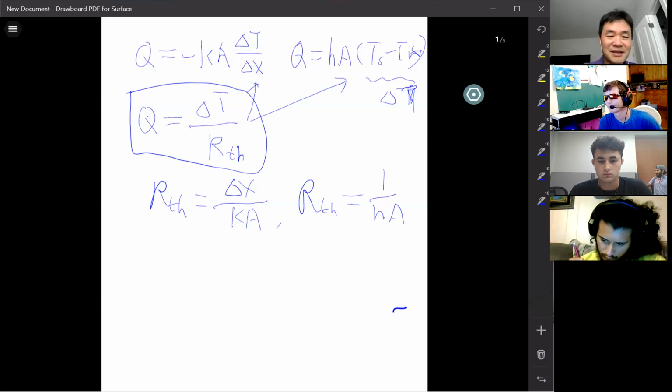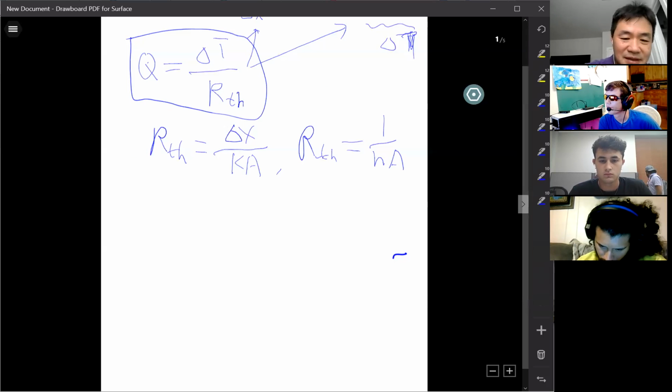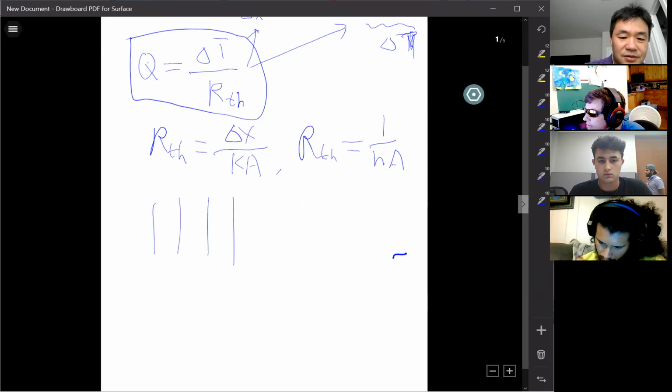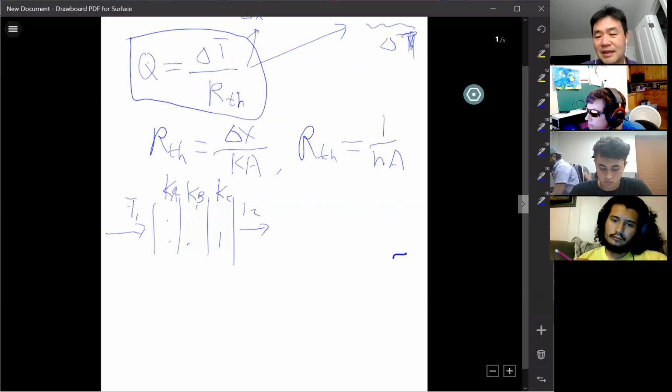So if you have a problem like this now, there will be the overall thermal resistance. For example, you have 3 layers, 3 different materials: K1, Ka, Kb, Kc.